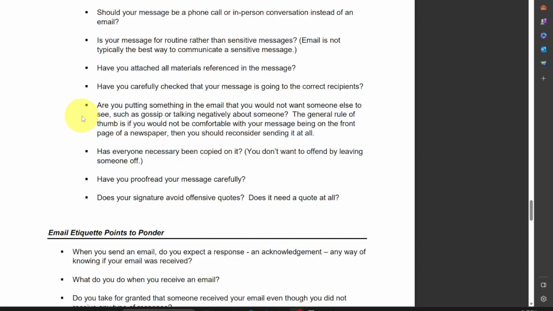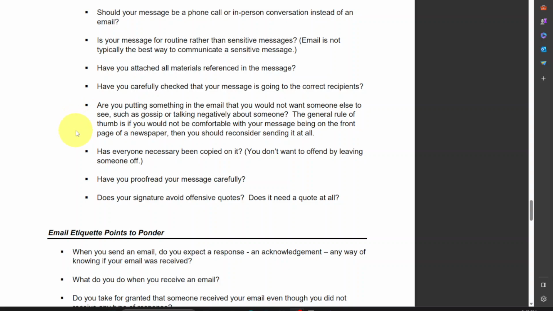Are you putting something in the email that you would not want someone else to see, such as gossip or talking negatively about someone? The general rule of thumb is if you would not be comfortable with your message being on the front page of a newspaper, then you should reconsider sending it at all.